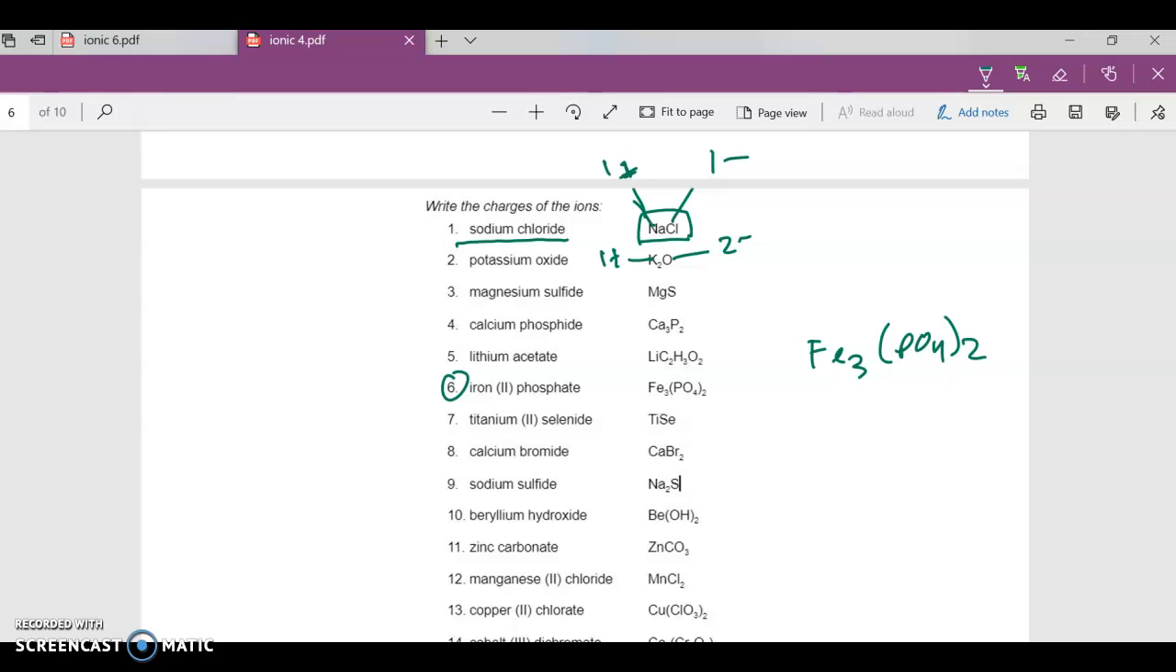Let's take a look. If you remember back to your naming, iron and this 2 tells you the charge. It tells you it's a 2 plus charge. It doesn't tell you how many irons you have, it tells you the charge. So this iron is a 2 plus. 2 plus times a 3 is a plus 6 side, which means this has to be a minus 6 side. And the only way for that to work when you have 2 phosphates means this whole phosphate thing must be the 3 minus. Those are my ion charges, 2 plus and 3 minus.